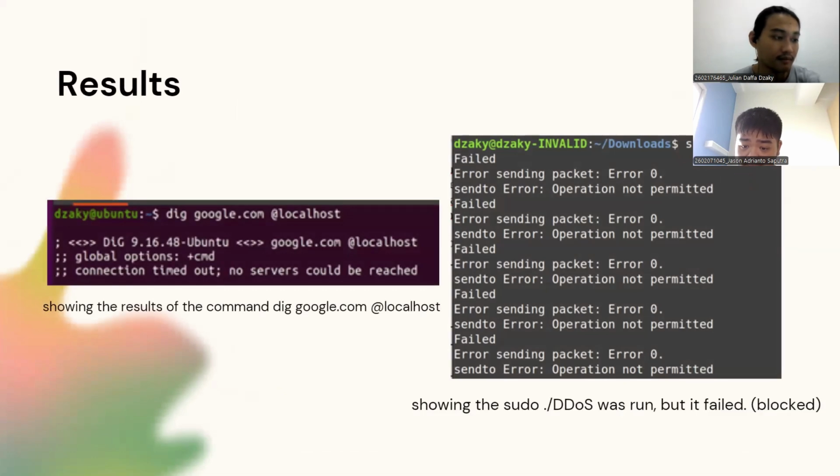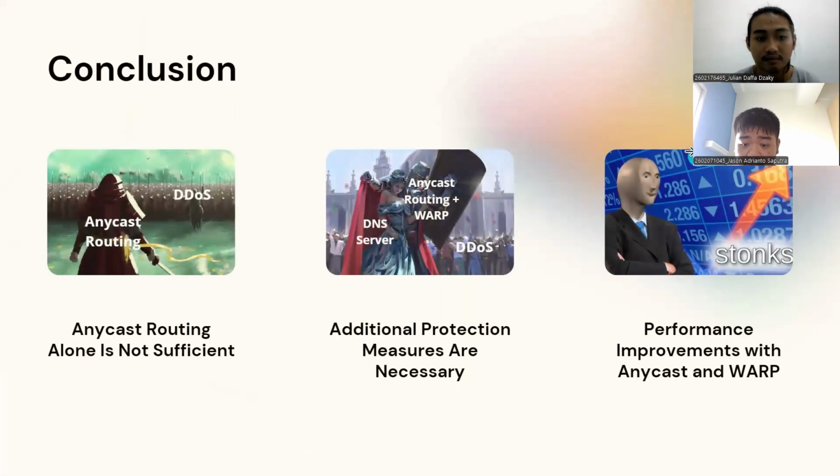Based on our findings, we can conclude, one, Anycast routing alone is not sufficient to protect against DDoS attack. Our experiments showed that while Anycast routing as implemented by Cloudflare's DNS service did provide better performance under normal conditions, it was still vulnerable to DDoS attack. When we subjected Cloudflare DNS without WARP to our simulated DDoS attack, it experienced timeout just like the local DNS server. This indicates that the geographical distribution and traffic routing benefits of Anycast alone are not enough to withstand a concentrated DDoS attack.